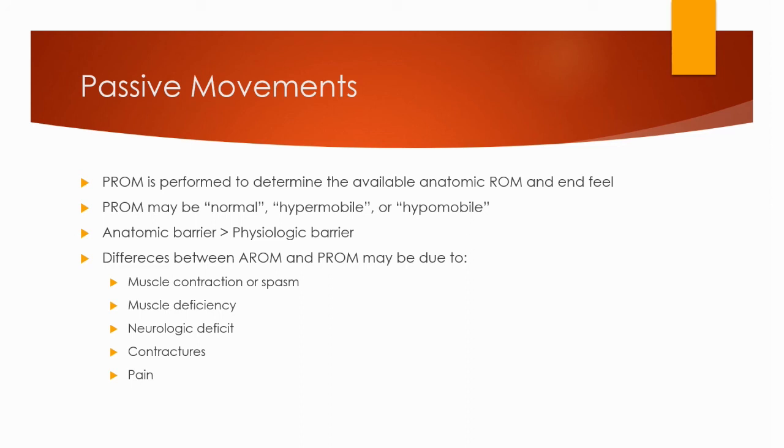And when you see differences between active range of motion and passive range of motion, you ask yourself, well, what's the cause of this discrepancy? And the discrepancy can be due to any combination of muscle contraction or spasm, can be due to muscle deficiency, can be due to neurologic deficit, can be due to contractures, which would limit both passive and active range of motion. And most commonly in the industrial setting, the difference between active and passive range of motion that limits active range of motion but does not limit passive range of motion would be due to pain. Generally, the pain is due to injury to the contractile musculotendinous structures, whereas passive range of motion does not involve or employ the musculotendinous structures. The examinee will have much greater passive range of motion than active range of motion.